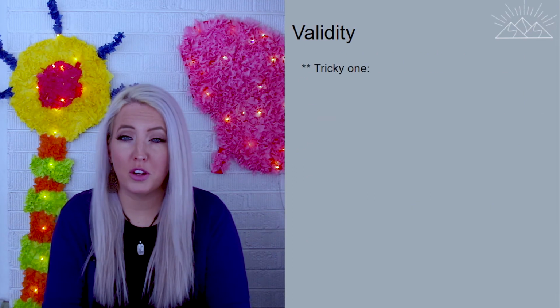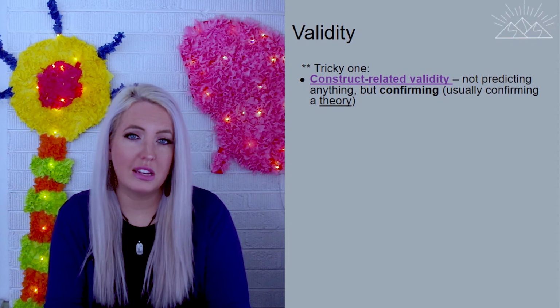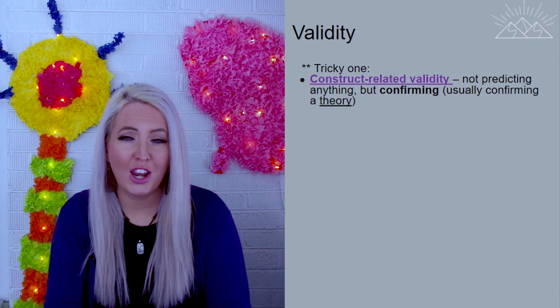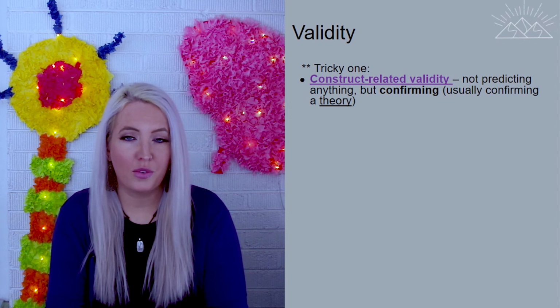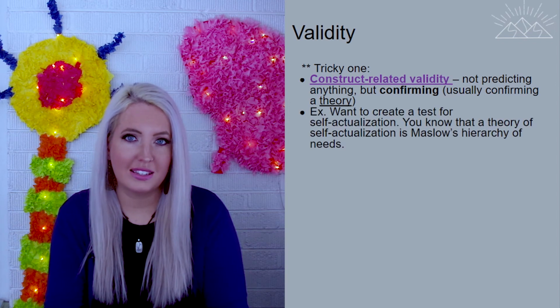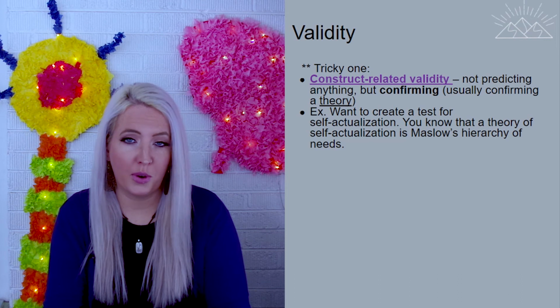The final type of validity that we need to know is known as construct-related validity. And this one's a little bit trickier because we're not predicting anything, but this is used instead to confirm. And usually it's used when confirming a theory. We see this in the field of psychology. If a person is setting up a test or a protocol, if they're creating, say, a new test and they want to see if it confirms a theory that they have, we would use construct-related validity.